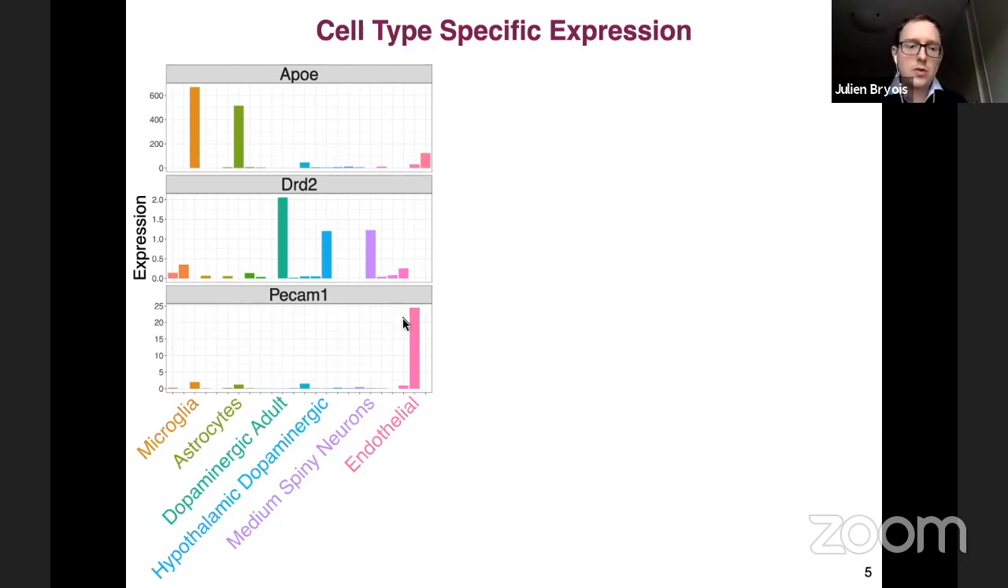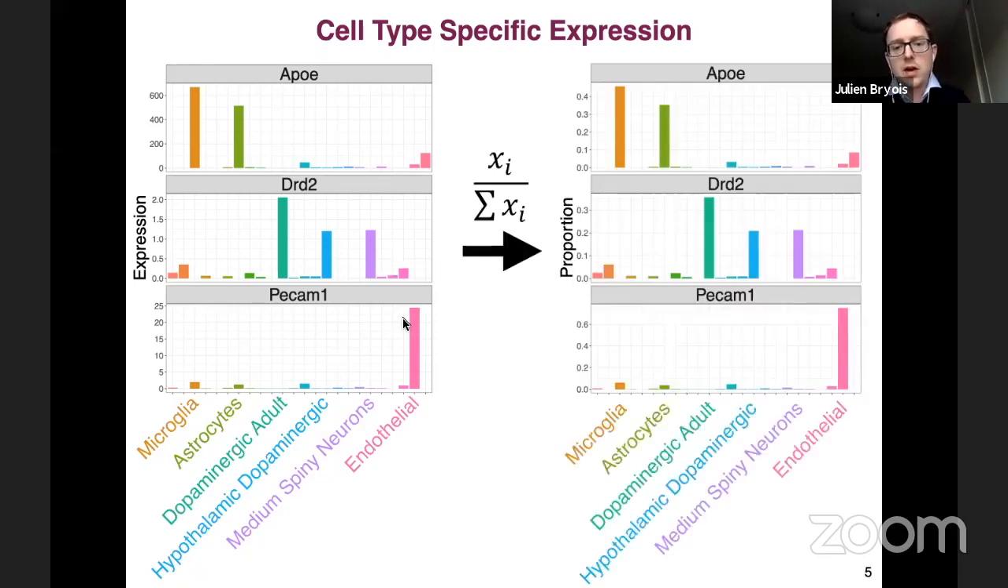We needed to move from that expression space to a measure of how specific the gene is to the different cell types. So we did something very simple. We just divide the expression of each gene in each cell type by the total expression of the gene in all the different cell types. You can see the picture is exactly the same, but now all the genes are on the same scale from 0 to 1. What this means is that, for example, 45% of the total expression of ApoE is in microglia and 35% in astrocytes.